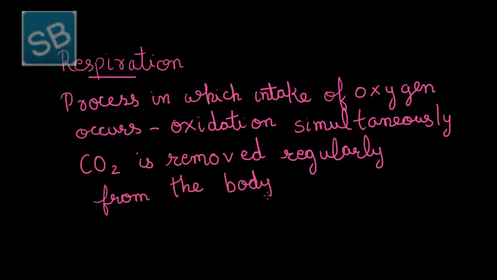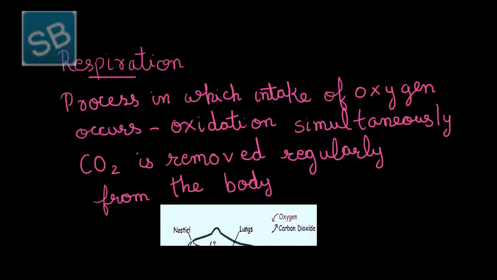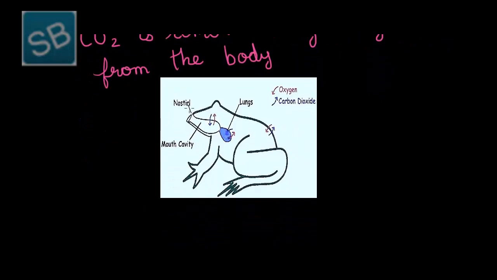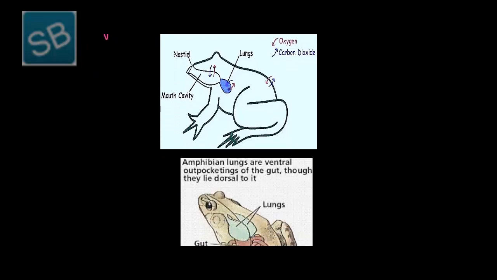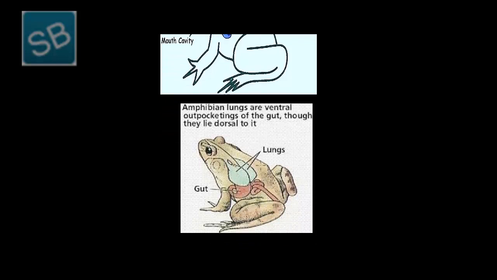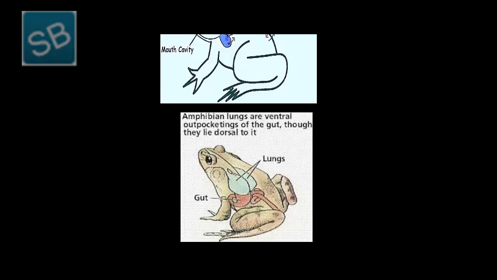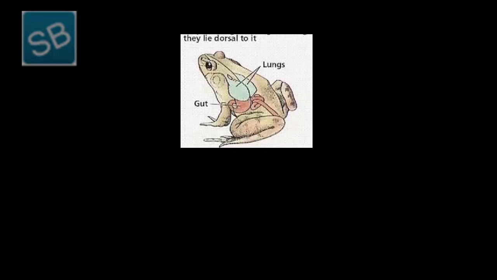Respiration mainly takes place through lungs. As can be seen from the figure, the air entering through the nostril inhales oxygen and exhales carbon dioxide simultaneously in order to carry out the respiration process. Moreover, the lungs of the amphibian are located ventrally as the pockets of the gut, though they lie dorsal of it. Moreover, the organs that carry out respiration are known as respiratory organs.